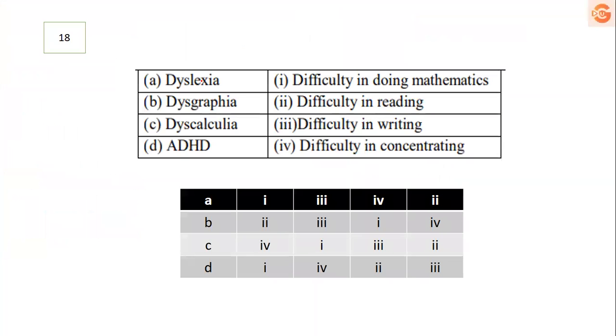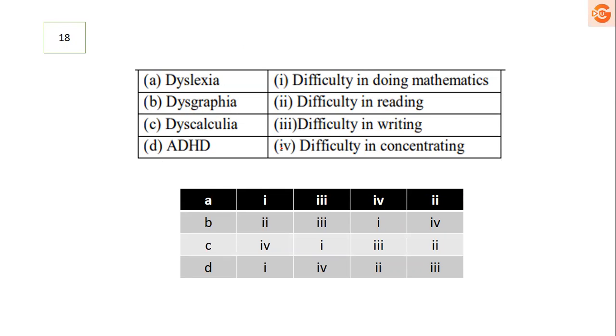Then next we have question number 18. Here we have match the following, where we have the disabilities and the meanings for those disabilities. Okay, so let's see what they are. Dyslexia, dysgraphia, dyscalculia, ADHD. These are the given options. Difficulty in doing mathematics, in reading, in writing, or in concentrating.